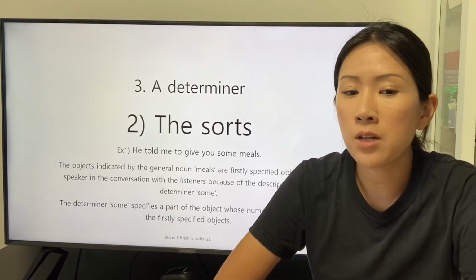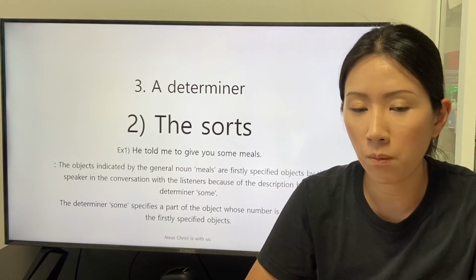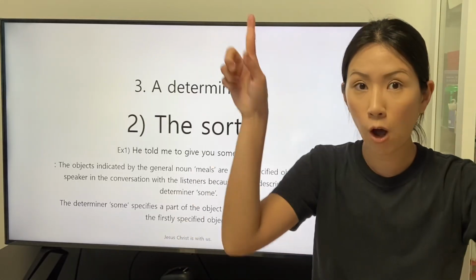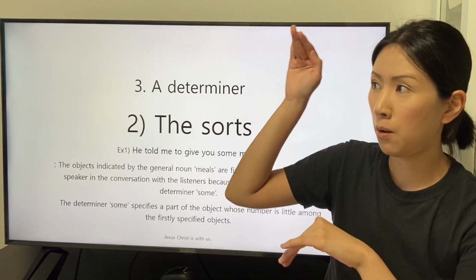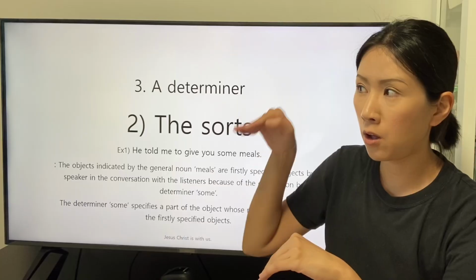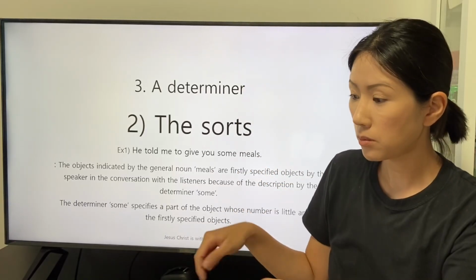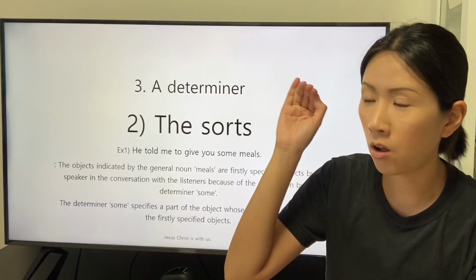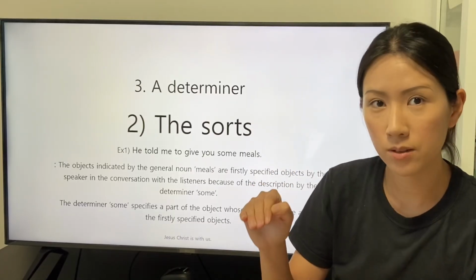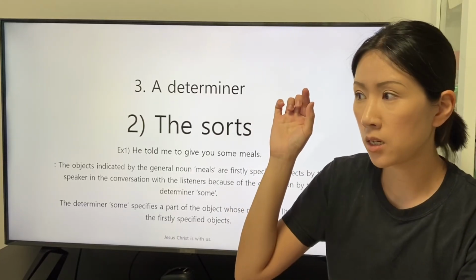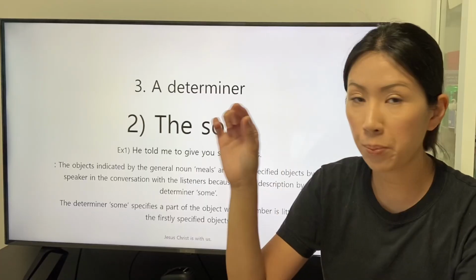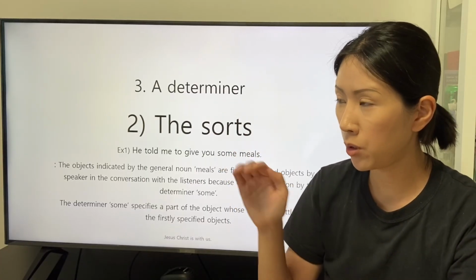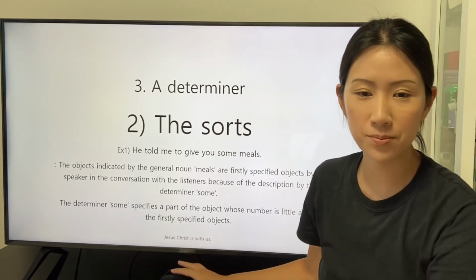The determiner some specifies a part of the object whose number is little among the firstly specified objects, like the menus in the paper are suggested, and we can choose a part of meals among the listed menus.